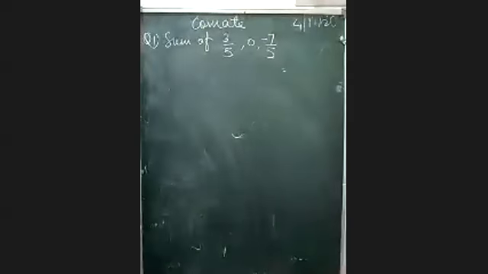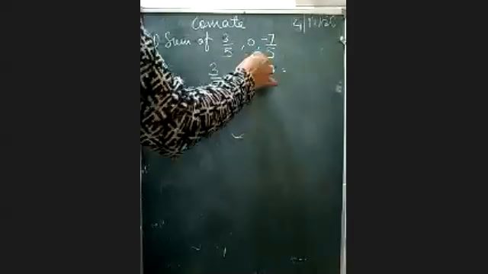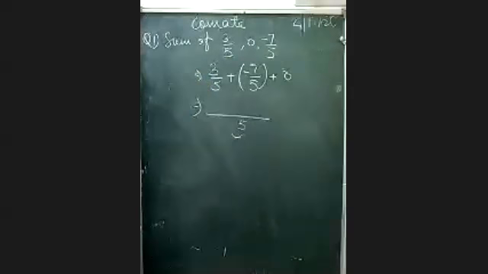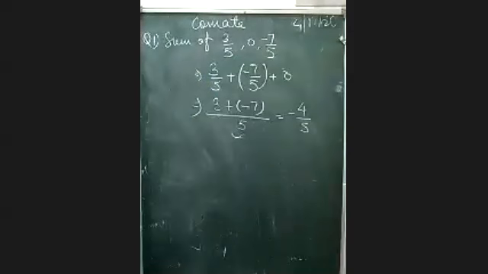Add 0, or if we don't add 0, the answer will not change, right? So it means we will have the same number. So we will only take 3 upon 5 plus minus 7 upon 5 plus 0. So 0 we will write down only, but in the next step we will remove it because it will never affect our question. So this is 5, this is 3 plus minus 7, which will be taken together. It will give you minus 4 upon 5. Okay? This will be the first solution of question number 1.